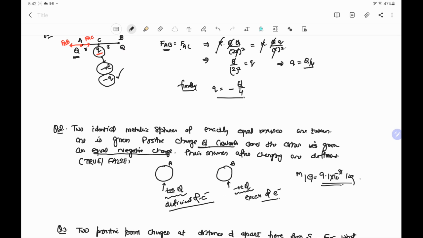This means two bodies have identical masses, but after giving the negative charge, that means some excess electrons are given to B. Therefore, the mass of B will be more than the mass of A, because A has lost some electrons. That means it has lost some mass. So overall, we can say B gains some mass and A loses some mass, and that's why the mass of B will be greater than the mass of A. The statement is that their masses after charging are different. It is true, so we can say the statement is true.